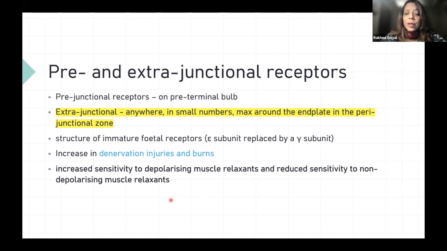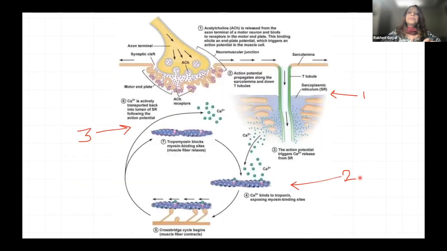Now, why are we talking about them? We are talking because in these situations, as we know, there is a heightened sensitivity to our depolarizing muscle relaxants like succinylcholine. So as you have heard, in burns, after 24 hours, we do not prefer to give succinylcholine because these junctional receptors are increased in numbers after this. At the same time, they have reduced sensitivity to our non-depolarizing muscle relaxants.